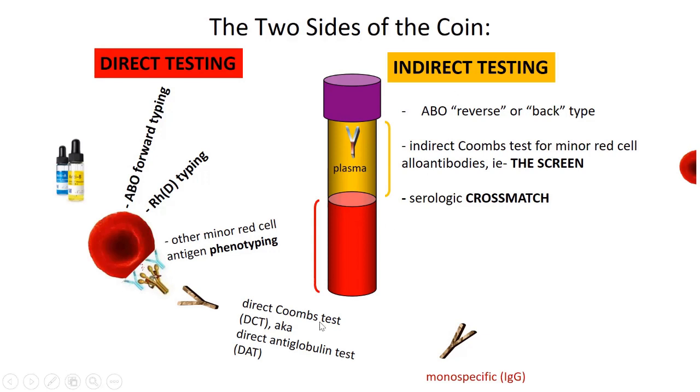When we do indirect testing, we are using, or we are favoring typically, a monospecific anti-IgG, anti-human globulin. Though in the direct Coombs test, we often use a polyspecific reagent to find either complement or IgG as the deposit.